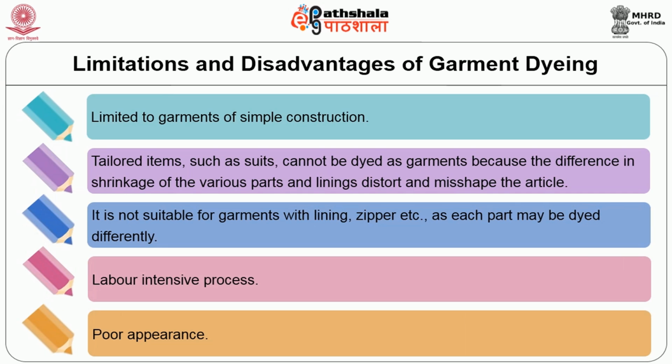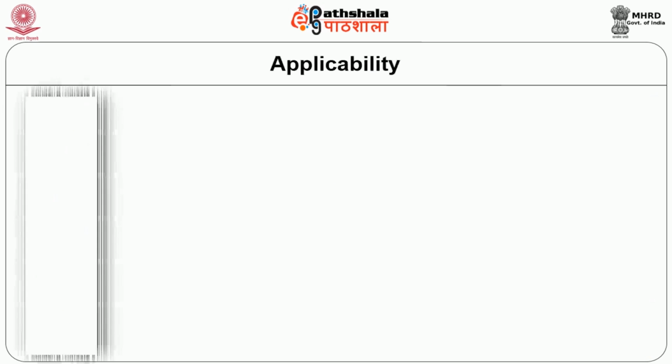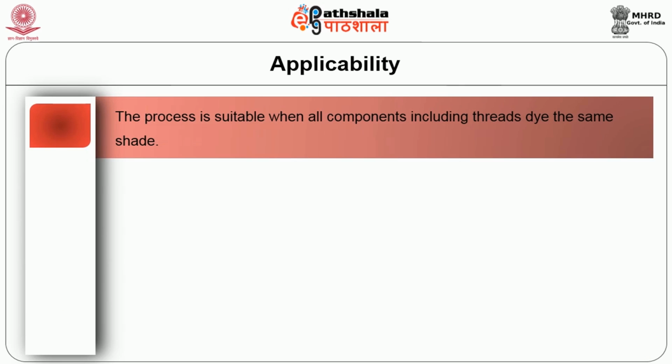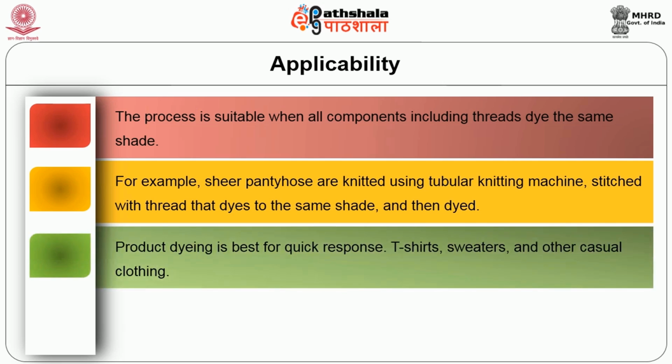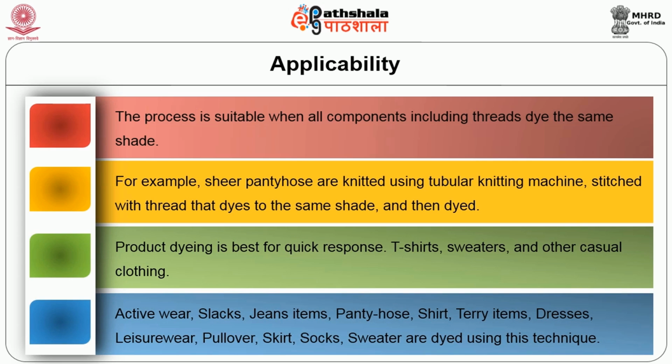Applicability: the process is suitable when all components including threads dye the same shade. For example, sheer pantyhose are knitted using tubular knitting machine, stitched with thread that dyes to the same shade and then dyed. Product dyeing is best for quick response t-shirts, sweaters and other casual clothing. Activewear, slack, jeans items, pantyhose, shirt, terry items, etc. are dyed using this technique.